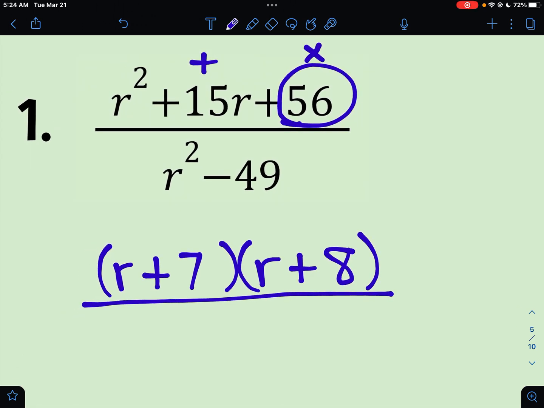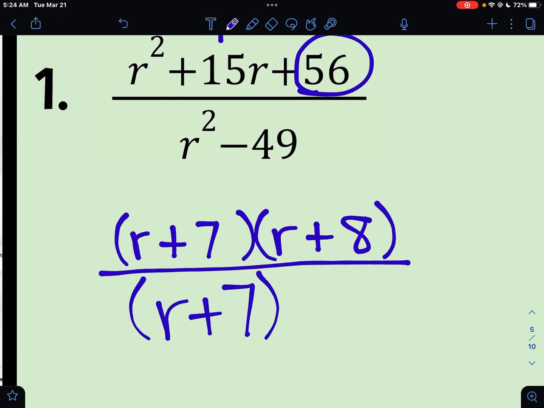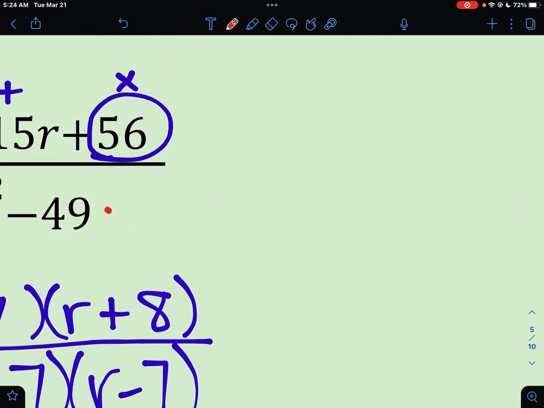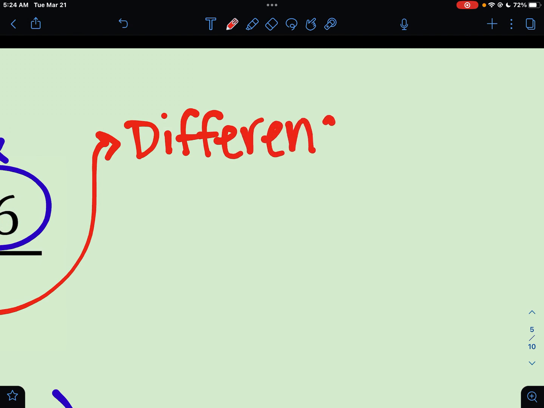And then on the bottom, I noticed that these are both perfect squares, and I have a difference. Okay? These are difference of perfect squares. So this is going to be r plus 7, r minus 7. If that doesn't come naturally to you, you probably want to be looking into it because we're going to be seeing a lot of difference of perfect squares this bundle.